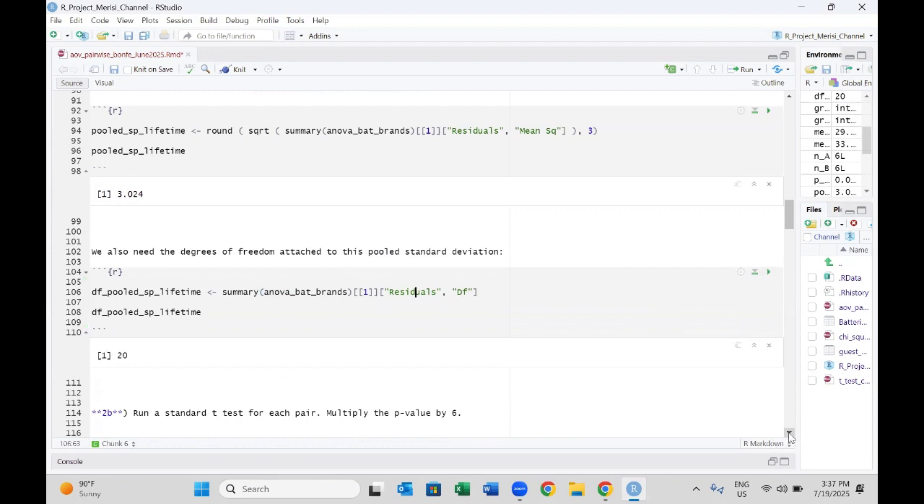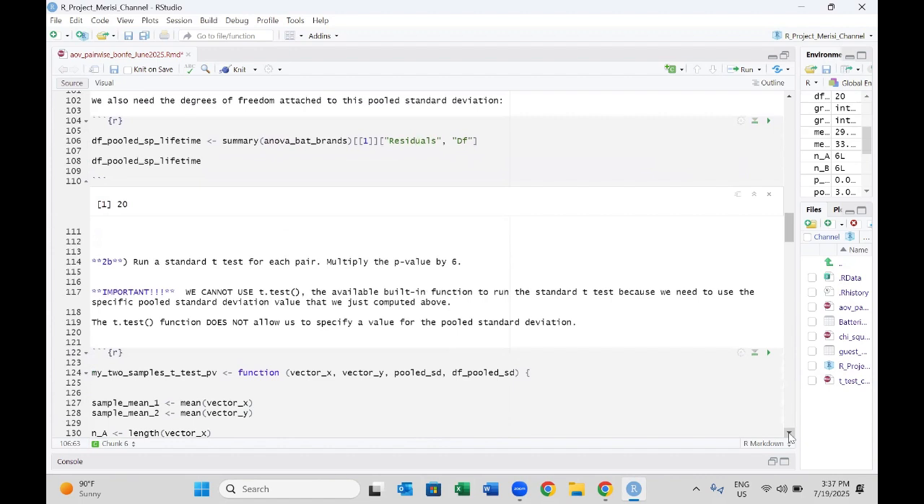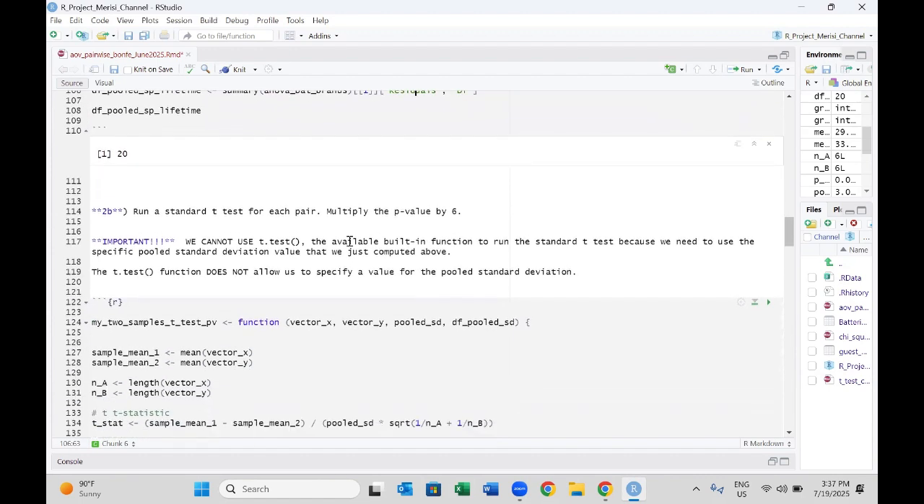Now we need to run a standard t-test for each pair, but we have a problem. We cannot use the built-in function t.test. That's a built-in function in R that allows us to run a standard t-test, but we cannot use it in this case because we need to use the specific pooled standard deviation that we just computed. The t.test function does not allow us to specify a value for the pooled standard deviation. But that's okay. There is a workaround.